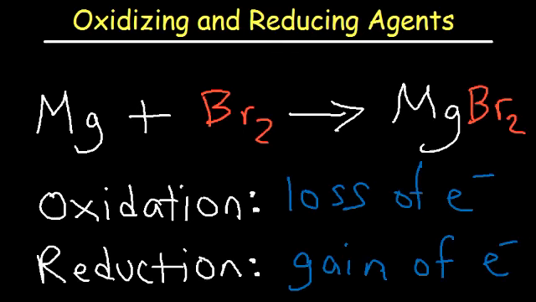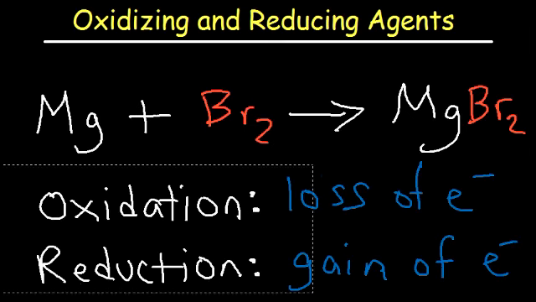In this video, we're going to focus on identifying oxidizing and reducing agents. What you need to know is that oxidation involves a loss of electrons. Reduction involves a gain of electrons. In addition, if the oxidation number increases, oxidation has occurred. If the oxidation number decreases, reduction has occurred. So let's try this example that we have on the board.